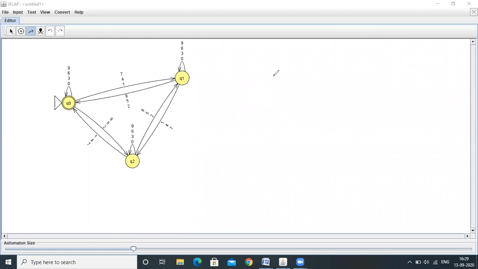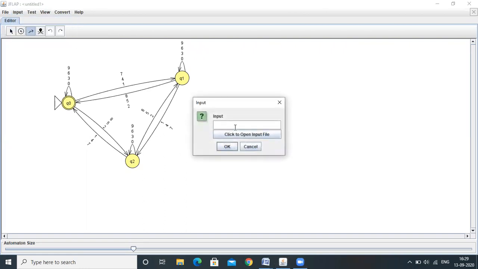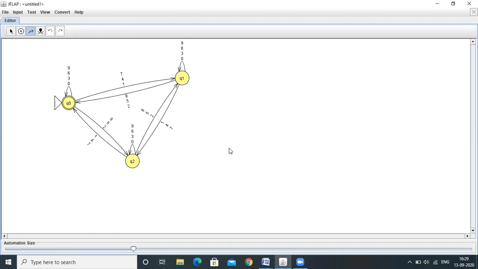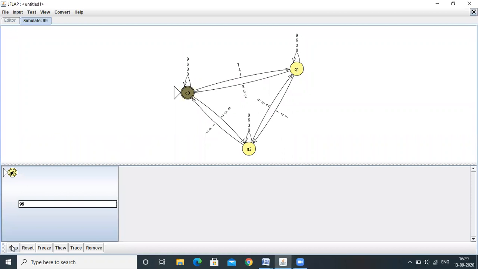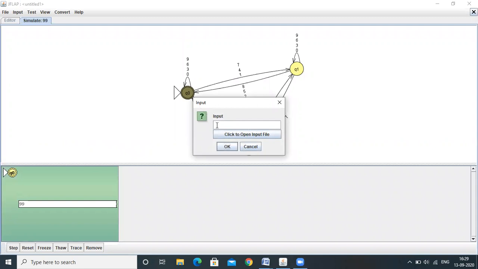Now we will take a few inputs to verify whether it is accepting correctly or not. Let's take 99. Q0 on 9 stays in Q0, again Q0 on 9 stays in Q0. So it is accepting 99, and 99 is divisible by 3. Let's take another example: 246724. Let's check.